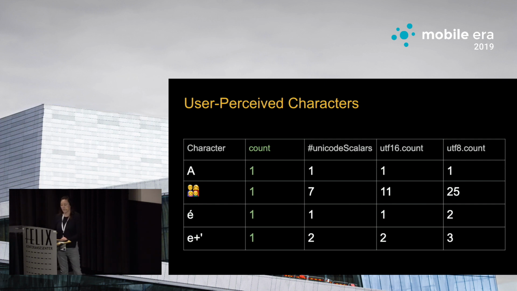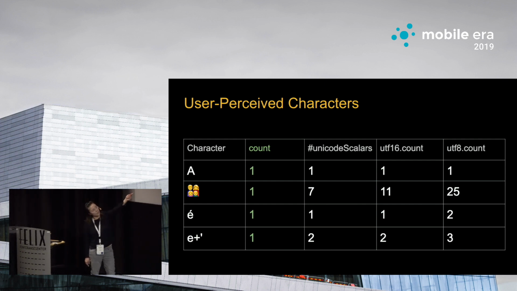In Swift string, an ASCII letter A, a family emoji, and a Latin letter E acute are all considered to be one character. This count value might be different in other languages like Java, C#, or Objective-C. If you look at the count value of the Unicode scalars, or the UTF-16, UTF-8 count values, the numbers are different. So for example, take a look at the emoji on the second row. The character count value is 1, but the Unicode scalar count value is 7, and then there's 11 UTF-16 code units, and then 25 UTF-8 code units.